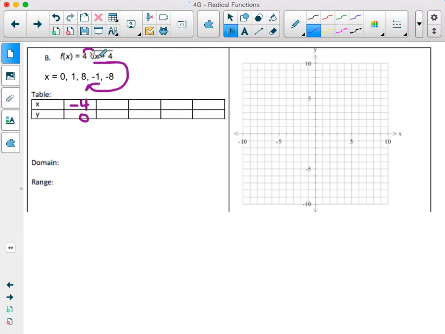All right, what number could I plug in to make it 1? Well, I could plug in -3. -3 plus 4 is 1. The cube root of 1 is 1, and 4 times 1 is 4.